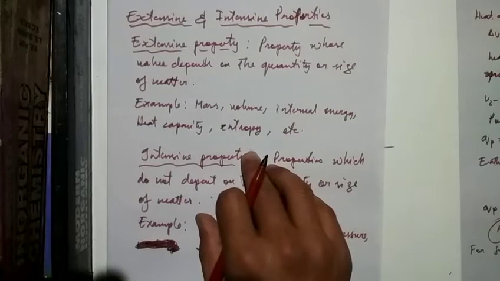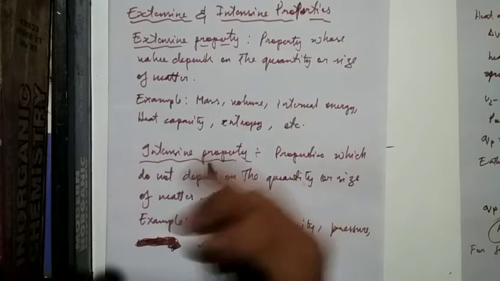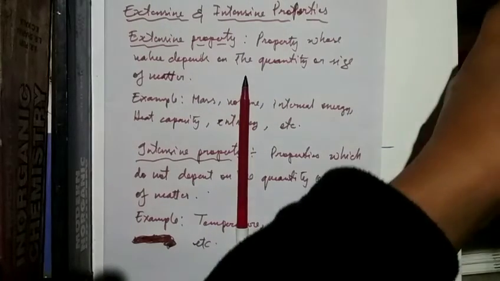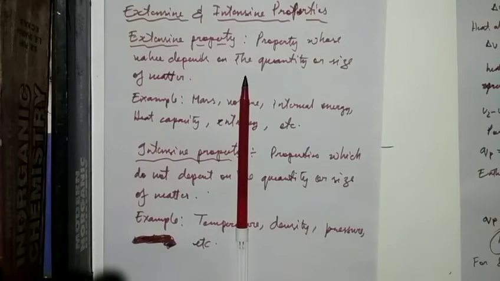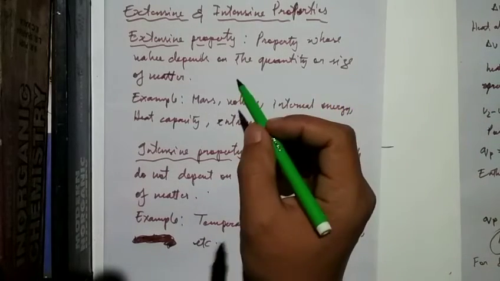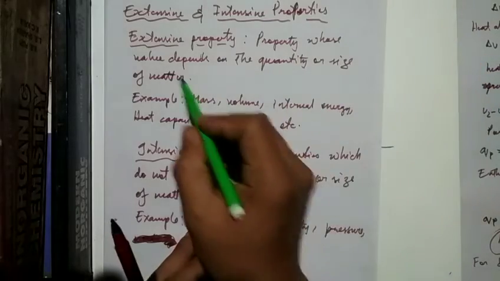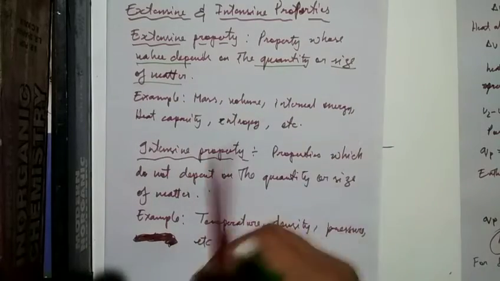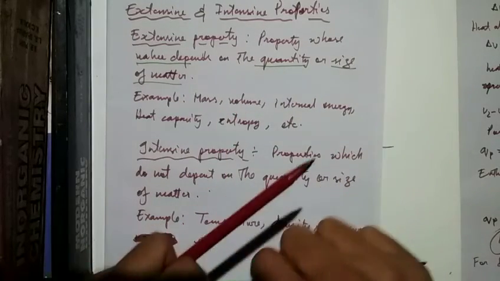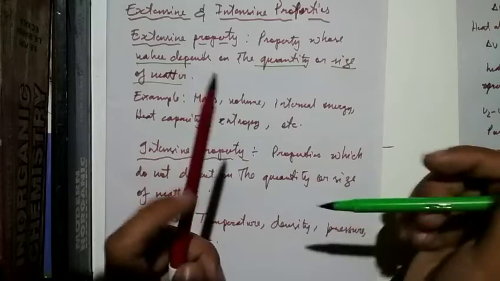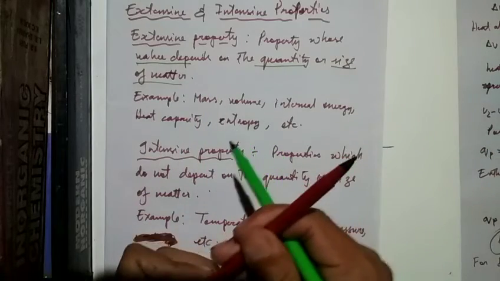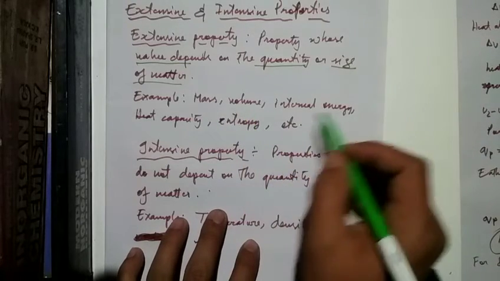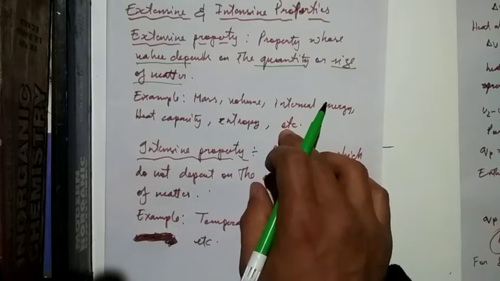Next topic is extensive and intensive properties. So, extensive properties. Extensive properties are those properties whose value depends on the quantity or size of the matter. How much quantity is present and how big the size is, it will depend on that. Examples are mass, volume, internal energy, heat capacity, entropy, etc.